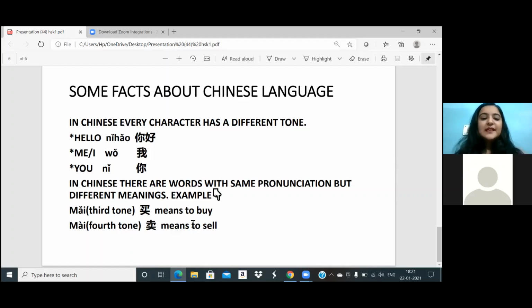As we can see, mai in the third tone means to buy, but mai in the fourth tone means to sell. The characters are different, but the pronunciation is the same, but the tone is different. So we have to say it in the correct tone in order to say it correctly. When we are conversing with someone, and if we say the same thing in the wrong tone, then the other person may not be able to understand.